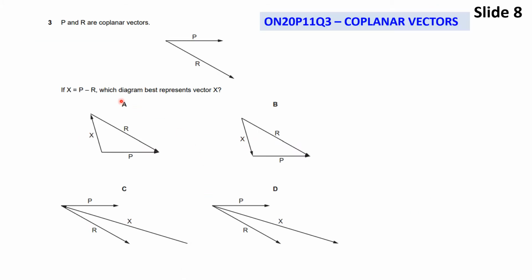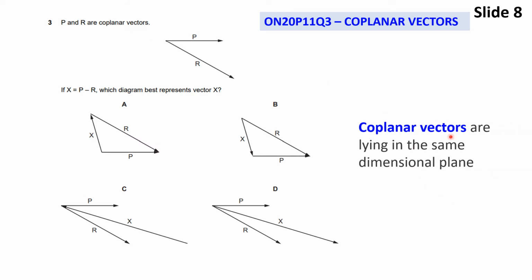Another question, use the Tip-to-Tail method for vectors P and R. P and R are coplanar vectors. Coplanar vectors are vectors that are lying in the same plane. Here is an illustration. So this vector, the blue one, is not on the same plane, so it is not coplanar. So let me keep going with the question.